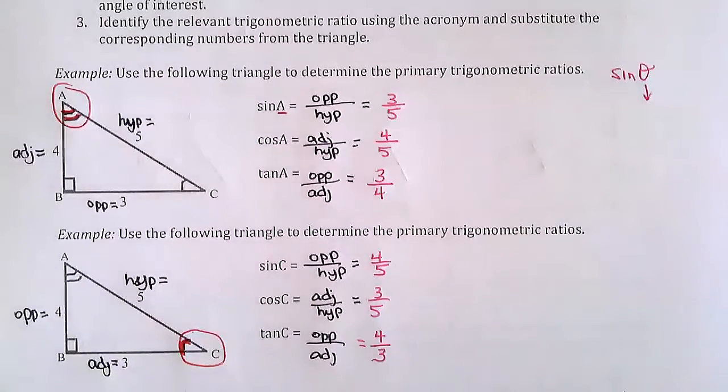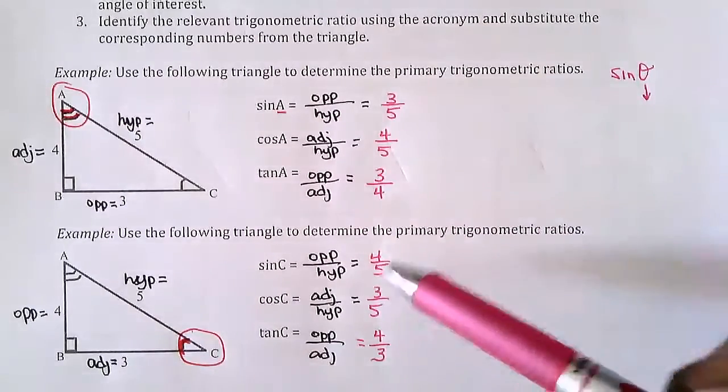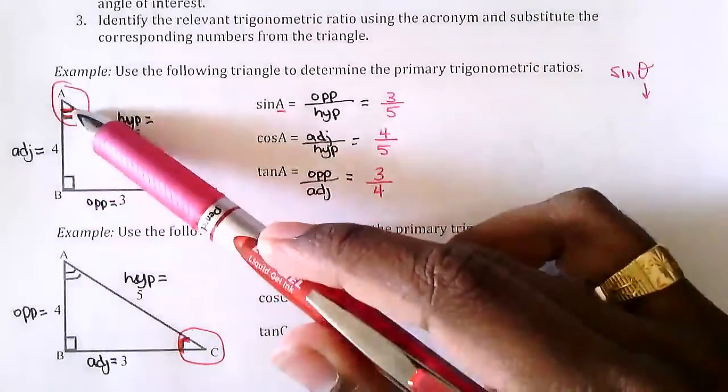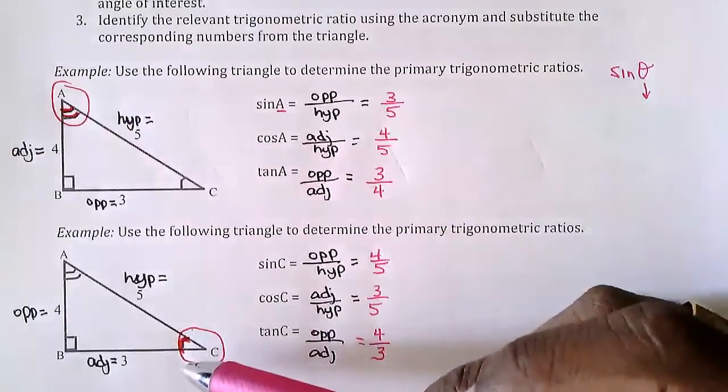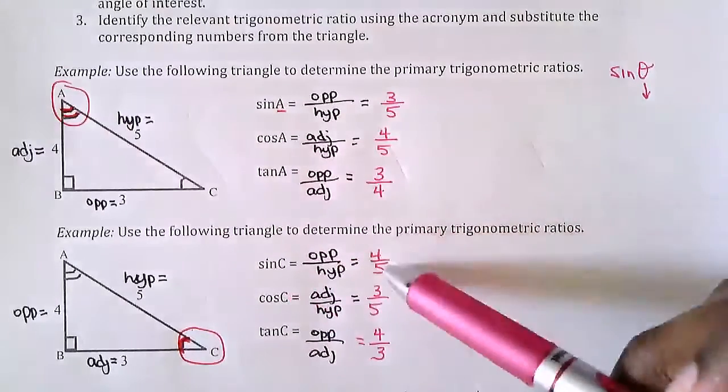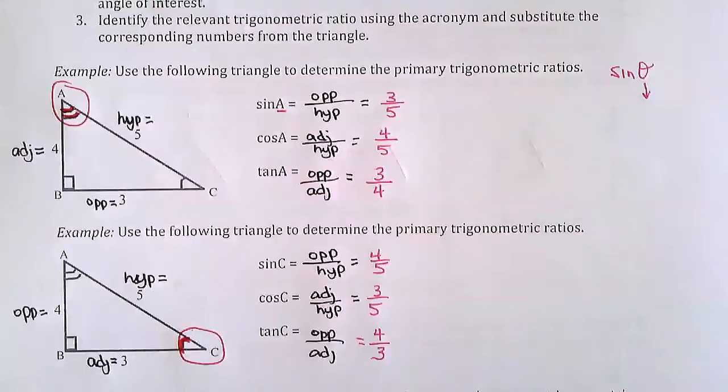Okay? So what we see is that the trig ratios can change based on the angle of interest. Here, when the angle of interest was A, the sine A was 3 over 5. But when we change it to an angle of interest of C, sine C is 4 over 5. So what this essentially tells you is that the angle of interest is very important in determining the trigonometric ratio, because the angle of interest essentially determines what the opposite and what the adjacent sides are. So that's how you find a general trigonometric ratio.